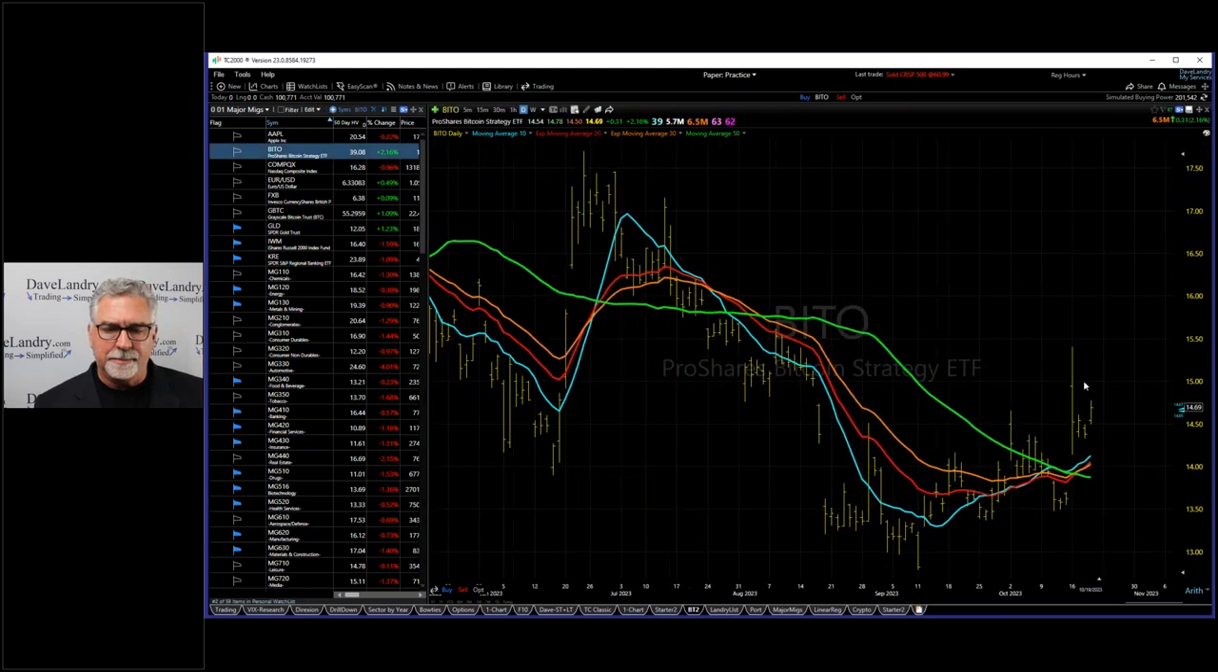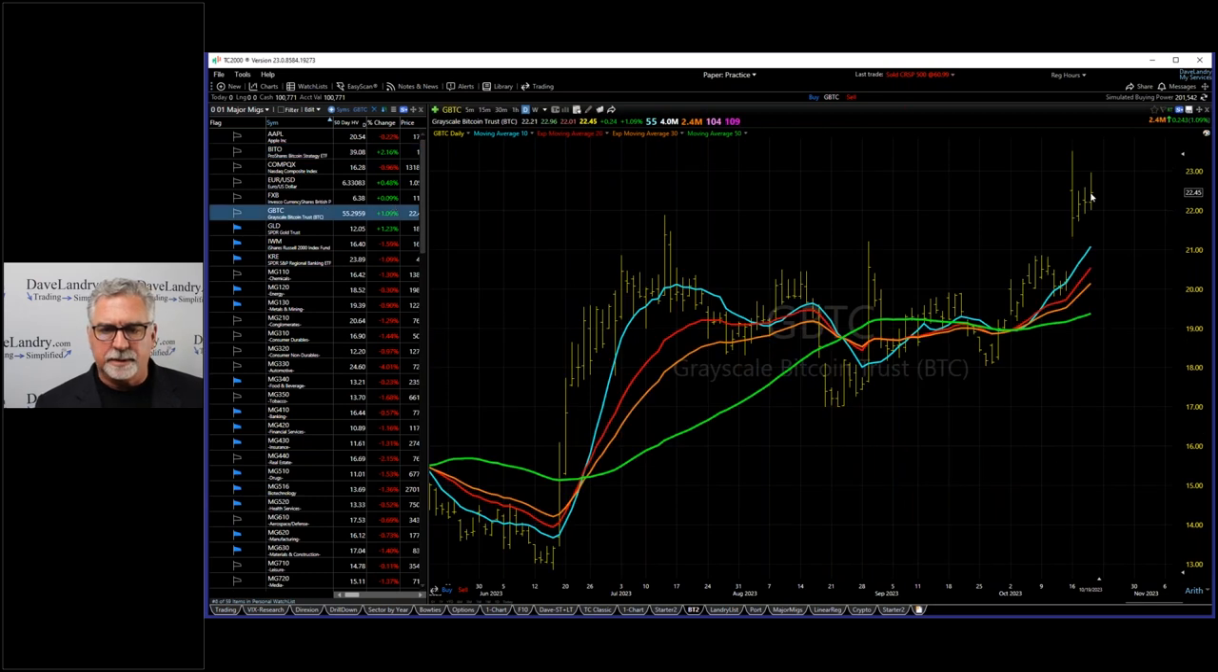Bitcoin, like I said, has been getting a bid. BTO, this is based on futures, up a little today. GBTC up a little today. You can see we've got a little bit of a pop in here. This is on the news that the SEC is tired of fighting them. So we might see a cash Bitcoin ETF and then Ethereum shortly thereafter.